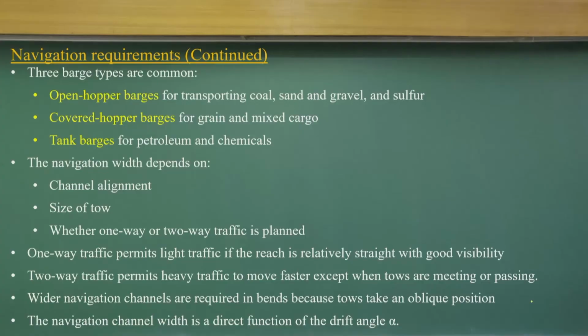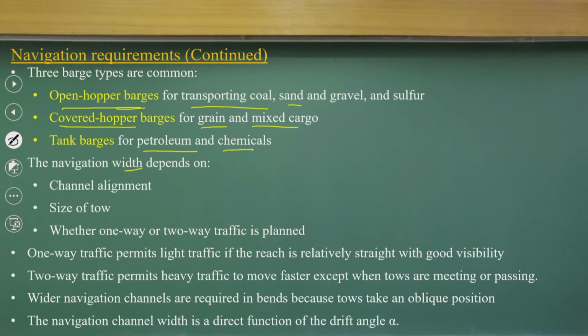Now, what I discussed is that open hopper barges transport coal, sand, gravel and sulphur. You can use covered hopper barges for grain and mixed cargo, and tank barges for petroleum and chemicals. It needs channel alignment, whether it is a straight channel river or meandering channels. We cannot always have straight channels. We need to know how to do it.